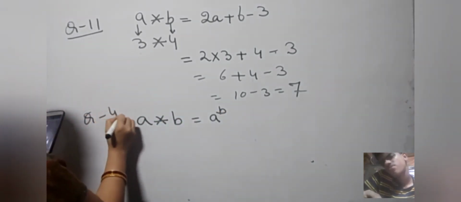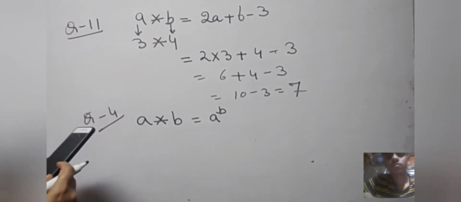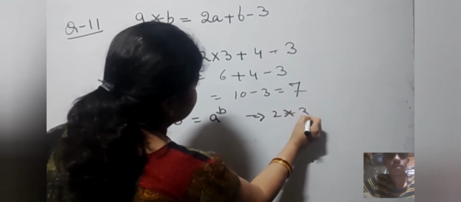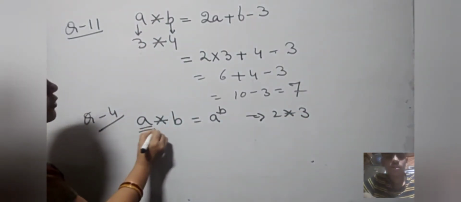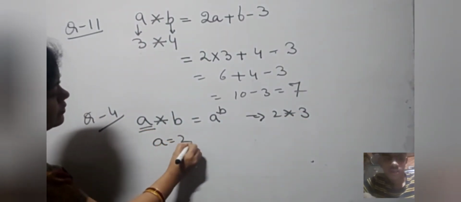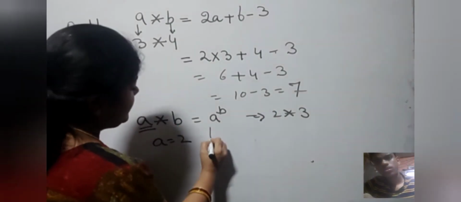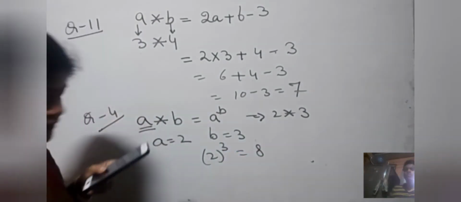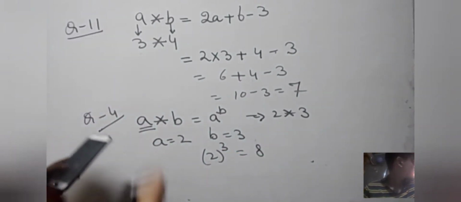Now similarly, if we have an operation A star B is equal to A to the power B. Question number 14. And the operation is given as 2 operation 3. Then what is the value of A? 2. What is the value of B? 3. That means 2 to the power 3, which is 8. Okay. Now one more question.